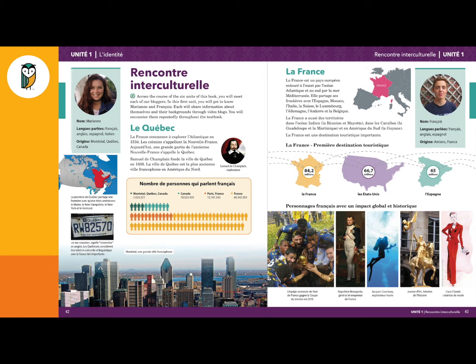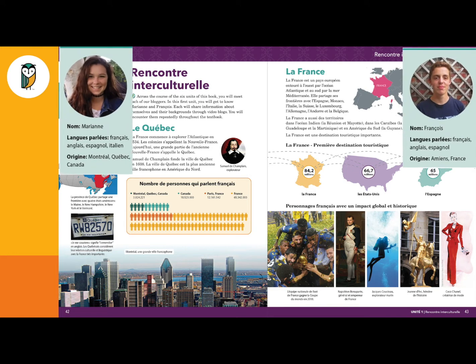regarding their historical links. Comprehensible input and opportunities for comprehensible input using structures such as quel est le nom de la fille ou du garçon, quelle langue parle Marianne, quelle langue parle François, quelle est l'origine de Marianne, quelle est l'origine de François, quel est ton nom, quelle langue parles-tu, etc. are wonderful ways to interact with these pages.